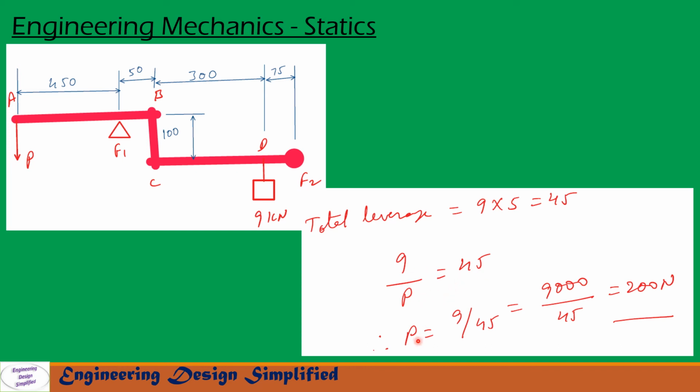From this we get P equal to 9 by 45, that is 9000 by 45, that is 9 kilonewton by 45, that is 200 Newton. So a force of P equal to 200 Newton is required to lift 9 kilonewton in this compound mechanism.